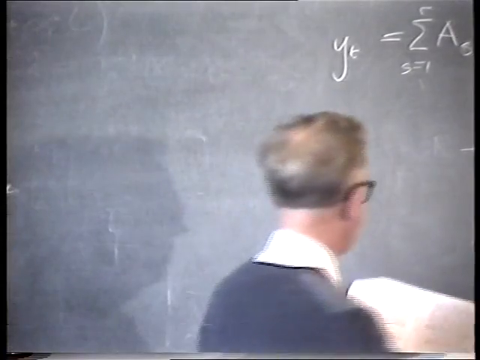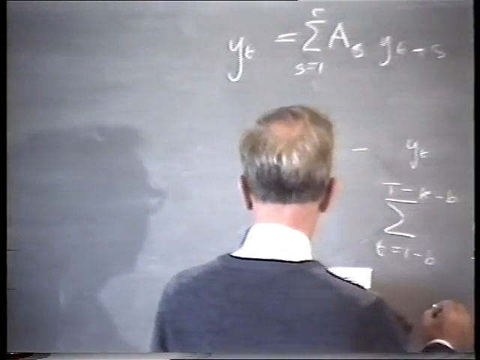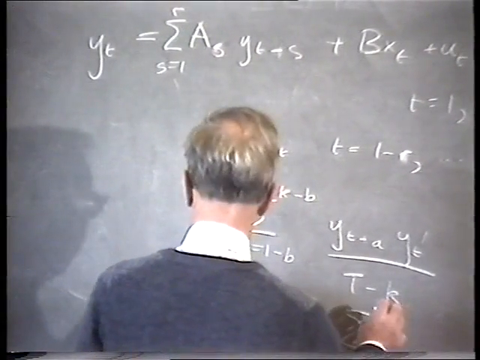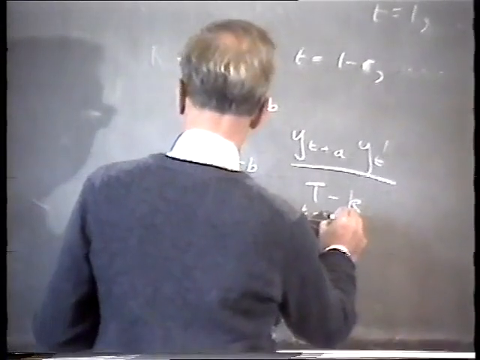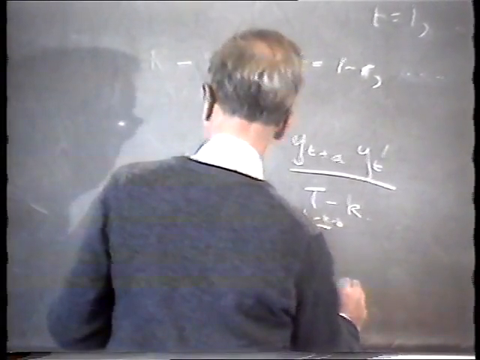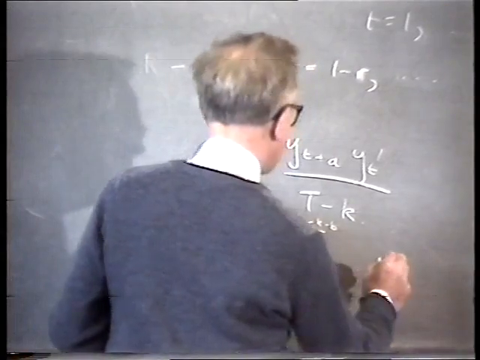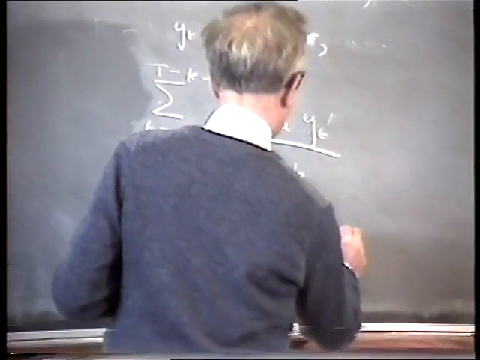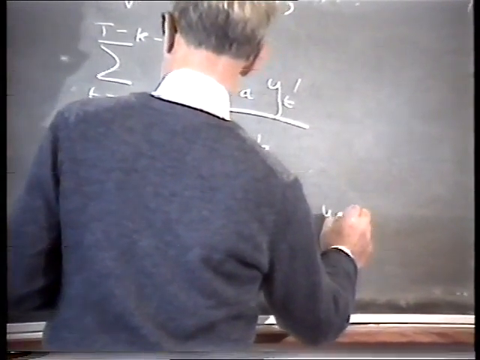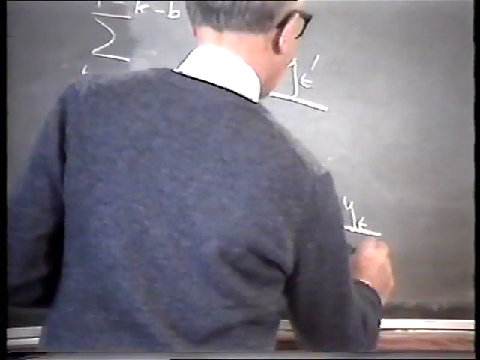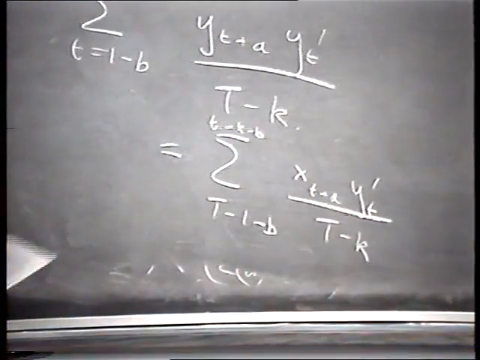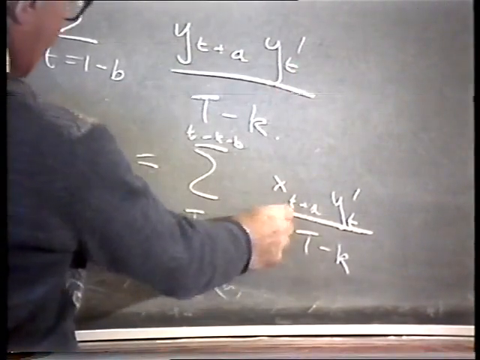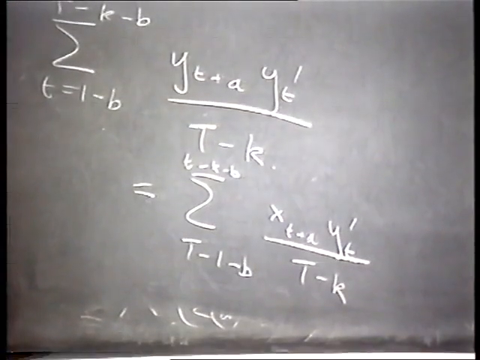In the same way, we looked at all possible moments involving an x and a y, and we considered exactly the same kind of definition. T minus k minus b, t minus 1 minus b, x a, t plus a, y t over t minus k. Sorry, I'm putting primes on these because, of course, this in general will be a square matrix, and this in general will be a rectangular matrix.